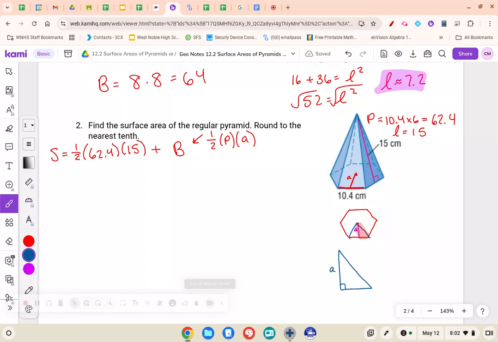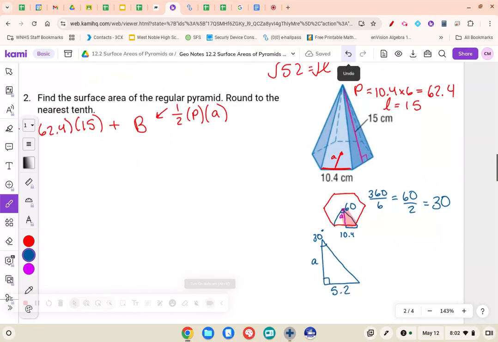We are trying to find the apothem. So things we know. We know this whole thing is 10.4. We need half of that. That is 5.2. We know this whole angle is 360 divided by 6 is 60 degrees, which means we need half of that for here, 30 degrees.